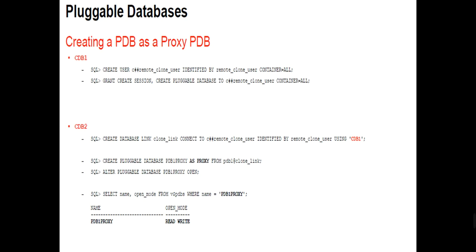From here we need to note that we are creating a proxy PDB like PDB1. Create pluggable database PDB1_proxy as proxy from PDB1 using the cloned database link. Okay, alter pluggable database proxy open. So we are opening that. We can check that PDB1_proxy is a proxy PDB.